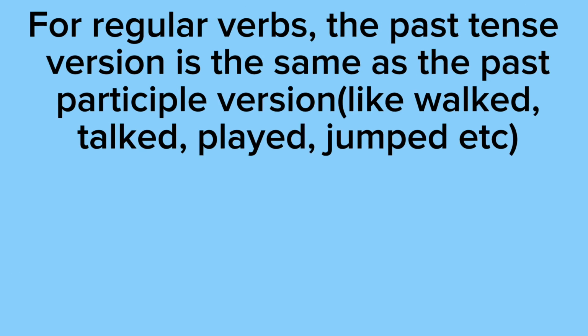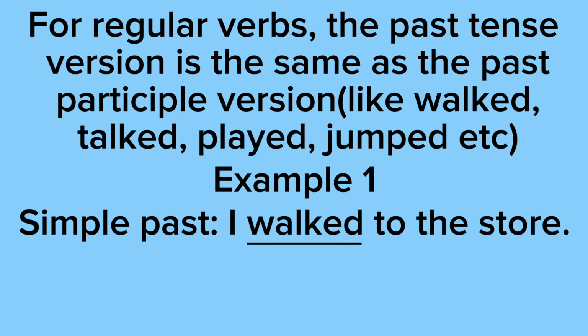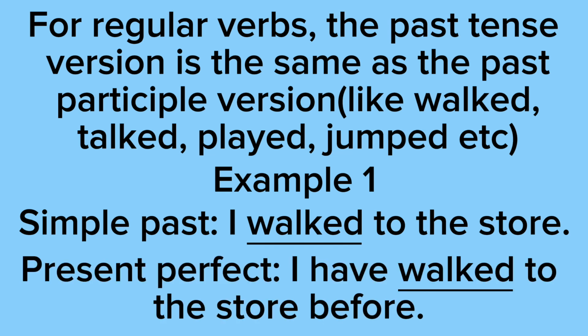For regular verbs, the past tense version is the same as the past participle version, like walked, talked, played, jumped, and so on. Our first example says, in simple past, I walked to the store. If we write this sentence in present perfect, it says, I have walked to the store before. As you can see, walked stays the same in the past tense as it does in the past participle. So walked in the past tense is the same as walked as a past participle.